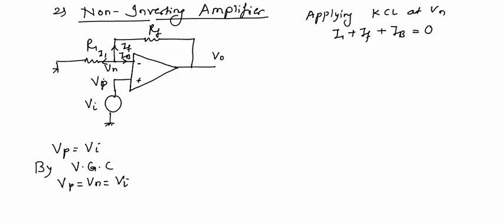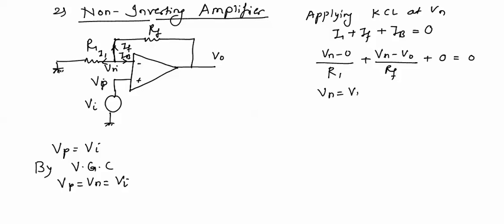Now substituting for all these three currents, I1 will be written as Vn minus 0, because this time it is grounded, divided by R1, plus IF. See the direction going from Vn to V0: Vn minus V0 divided by Rf, plus IB, which will be 0 because no current enters the op amp input. Now we know that Vn equal to Vp. So substituting it, Vp upon R1 plus Vp upon Rf minus V0 upon Rf will be equal to 0.